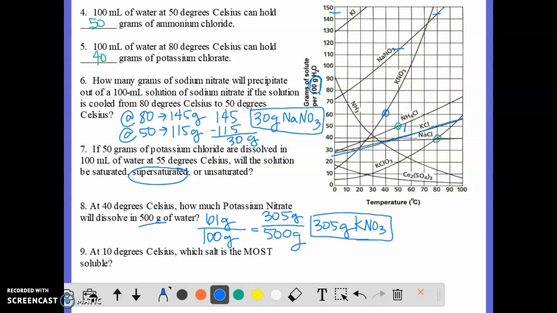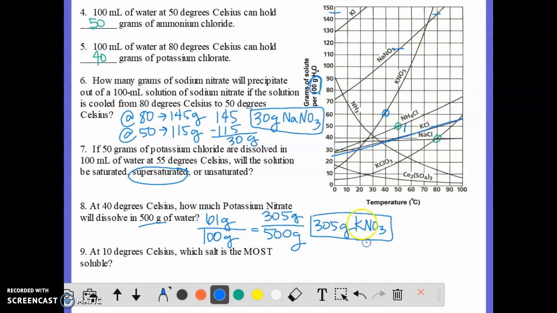At 10 degrees Celsius, which salt is the most soluble? So if we're looking at this graph, the most soluble will be at the top and the least soluble will be at the bottom, because if it's the most soluble, it takes a great amount of solutes to be able to reach a saturation point. If it's least soluble, it doesn't have a whole lot of that solute to be able to make it supersaturated, where a crystal is going to form. So you can dissolve more if it has a greater amount.